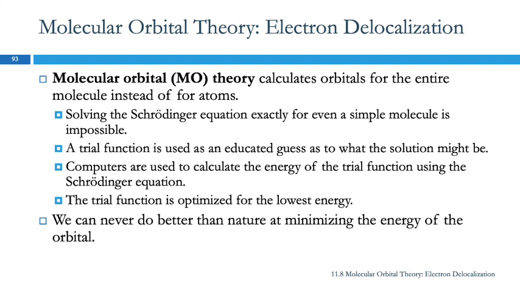Solving these equations is really hard. They start with a trial function, just an educated guess, and then they use very powerful computers to iterate to find a solution that's close. So they're trying to find the solution that will give the lowest energy. Nature is much better at this than we are. But they find the trial function that's optimized for the lowest energy.